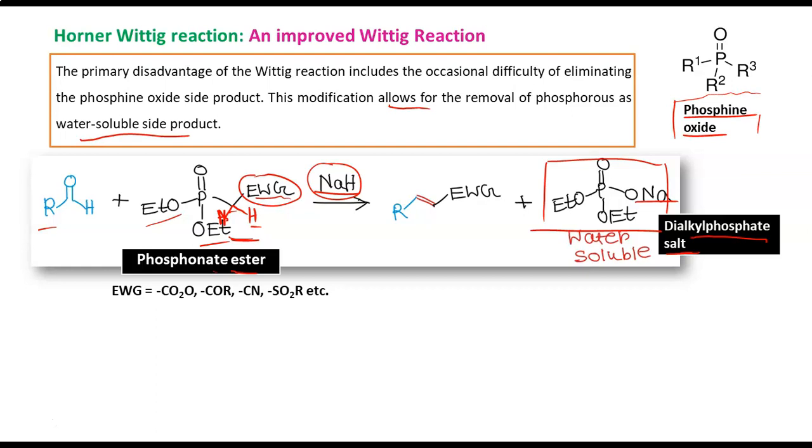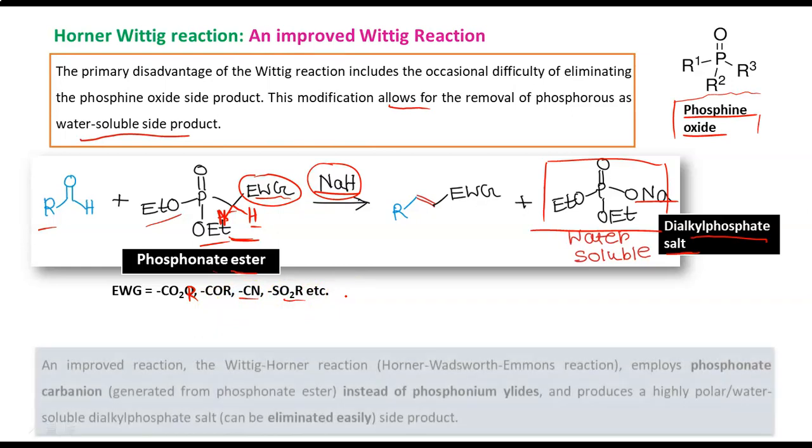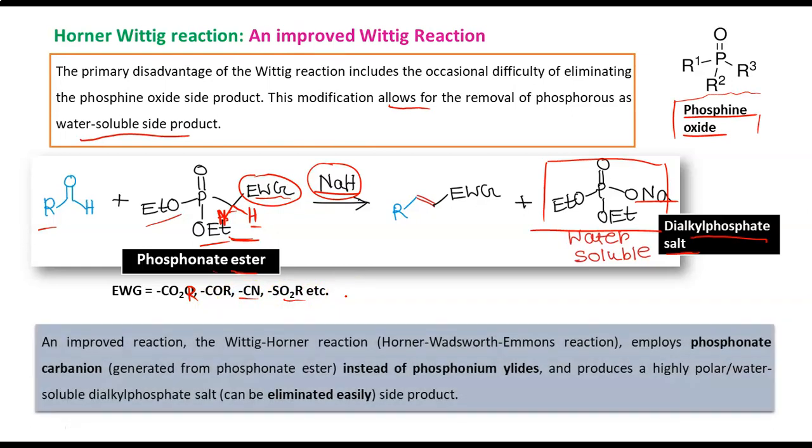The electron withdrawing groups that we can take are COR, CO2R, then cyano, or SO2R, these types of groups. This improved version you can call the Wittig-Horner reaction, or sometimes other names are also used. It employs a phosphonate carbonyl, because the carbanion will ultimately be generated at this carbon, and it is generated from the phosphonate ester.